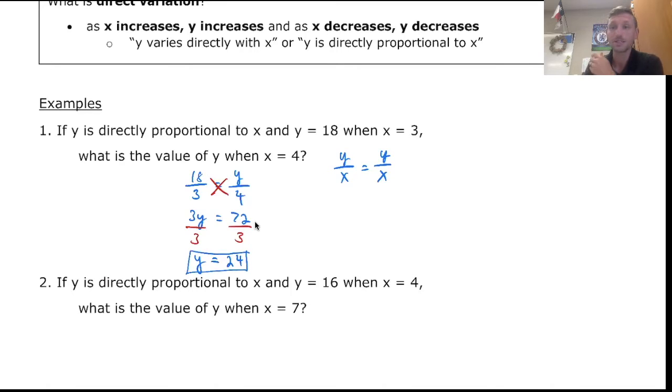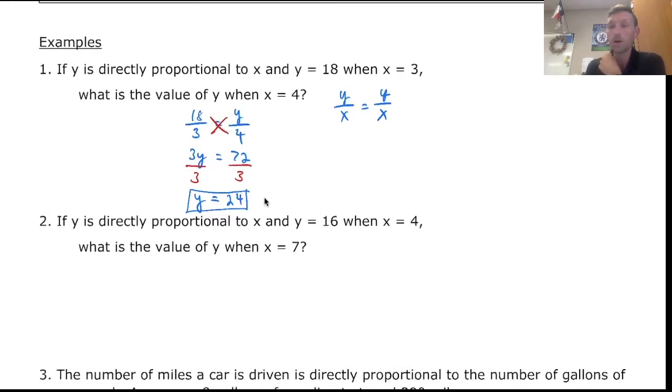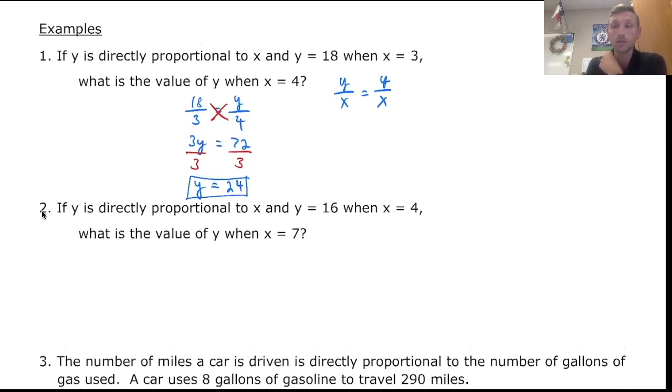And then to check that and see if I'm correct, all I have to do is plug 24 back into the original and see if it ends up equaling. 18 divided by 3 is 6. 24 divided by 4 is 6. So I know I'm right. So go ahead and pause the video and try number 2 on your own. Pause it and I'll work it out here in a second.